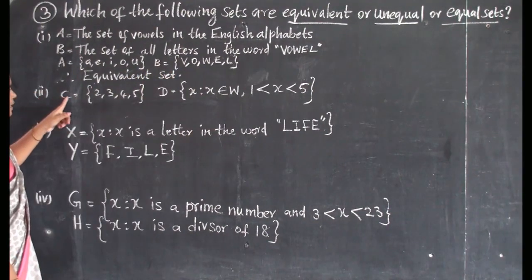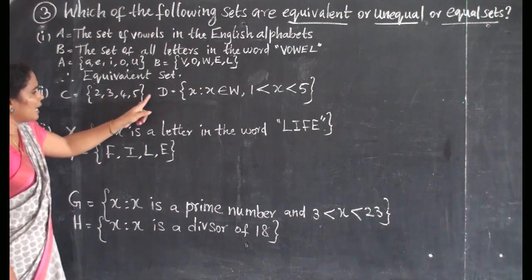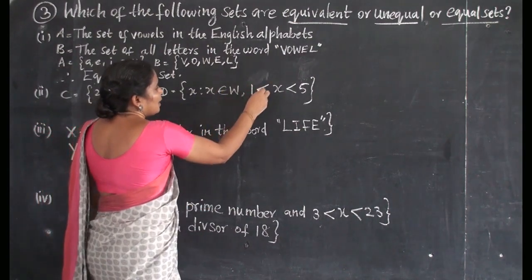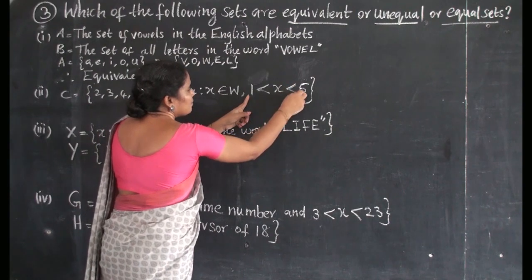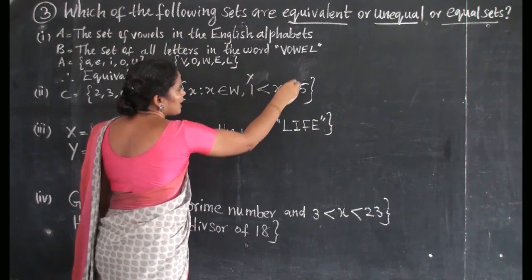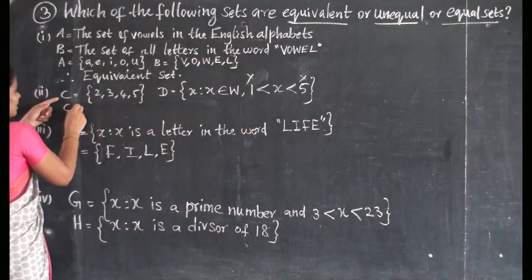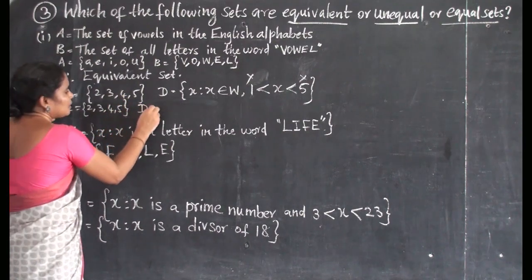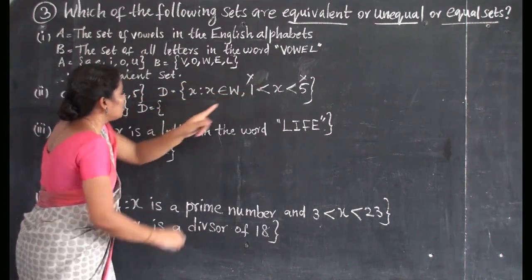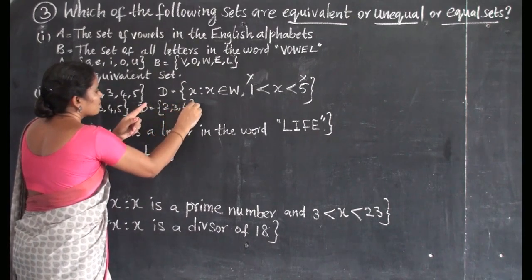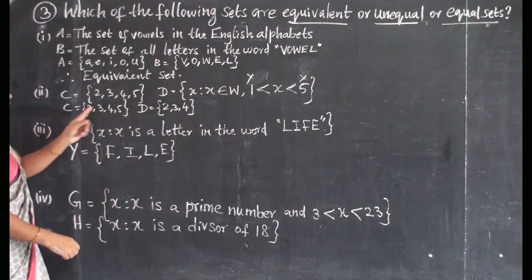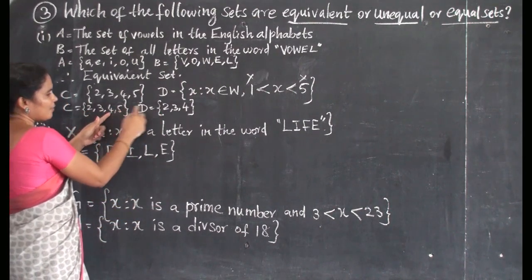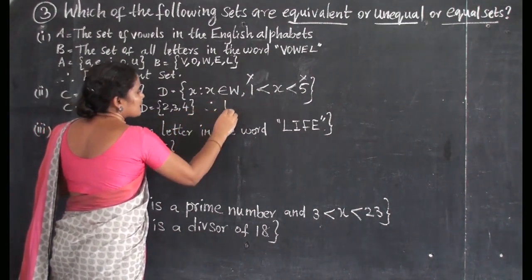Question number 2. C is equal to {2, 3, 4, 5} and D is equal to {x such that x belongs to W, whole numbers, and 1 is less than x less than 5}. So we should not take both 1 as well as 5. Write the elements of C. C is equal to 2, 3, 4, 5 and D is equal to, what are the elements? 2, 3, 4. So C and D are unequal. Here we have 2, 3, 4 but we don't have 5 in D. Therefore it is unequal.